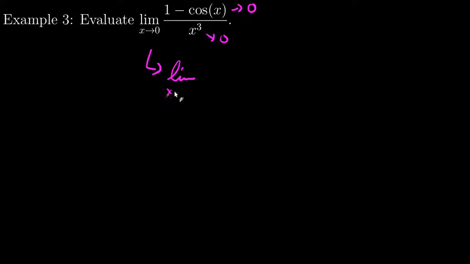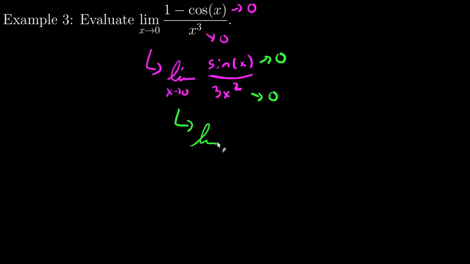the limit as x approaches 0 of, the derivative of this is positive sine of x. The derivative of the denominator is 3x squared. And I check again. Well, as x approaches 0, sine of x approaches 0, and 3x squared approaches 0. So I can take the derivative again and get the limit as x approaches 0 of, the derivative of sine is cosine. The derivative of 3x squared is 6x.